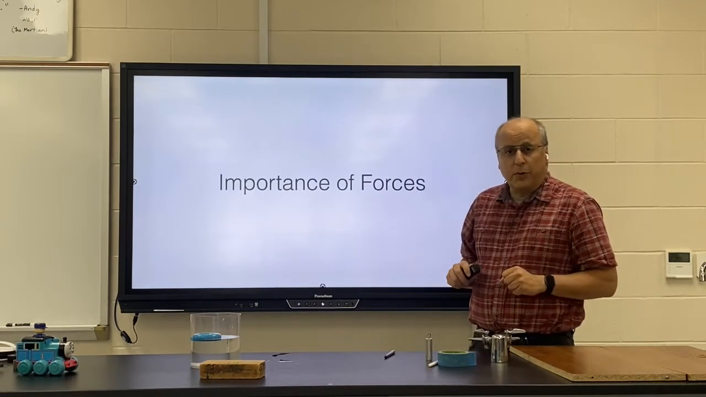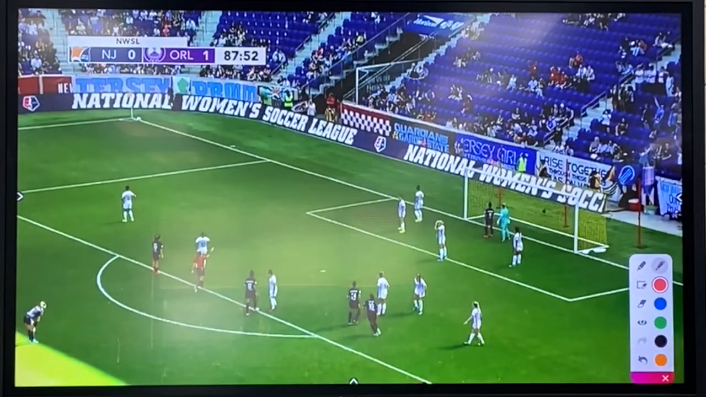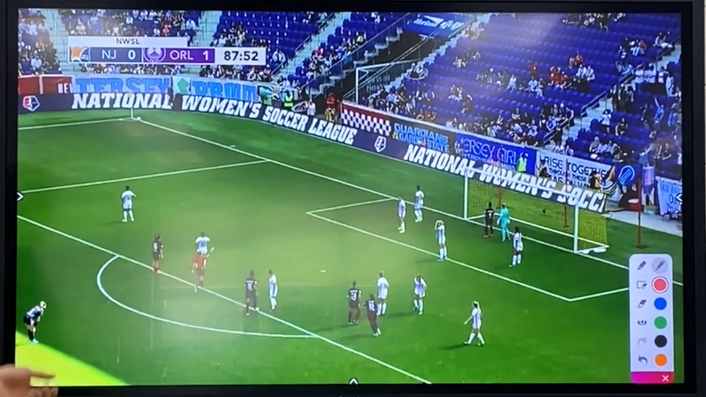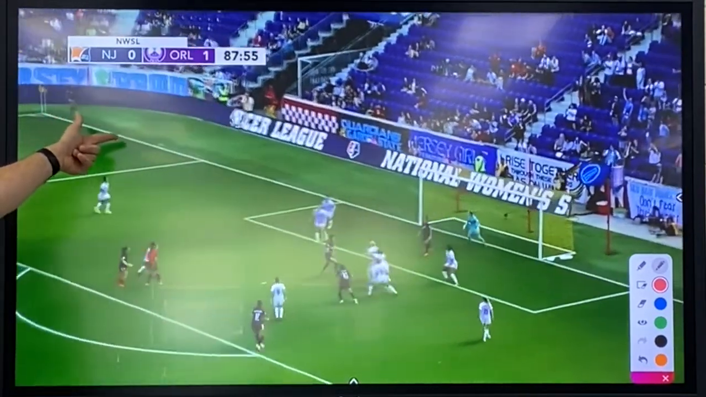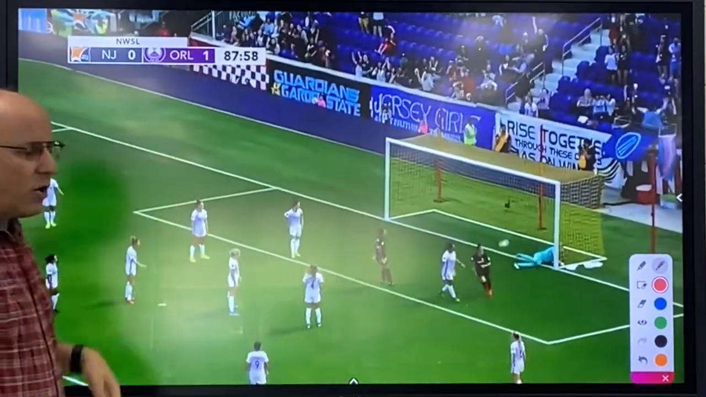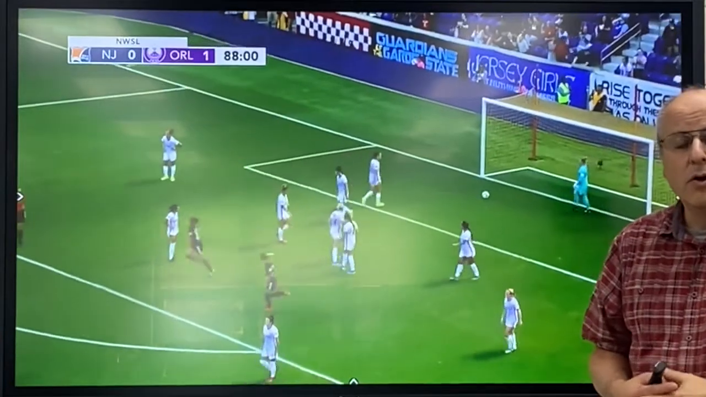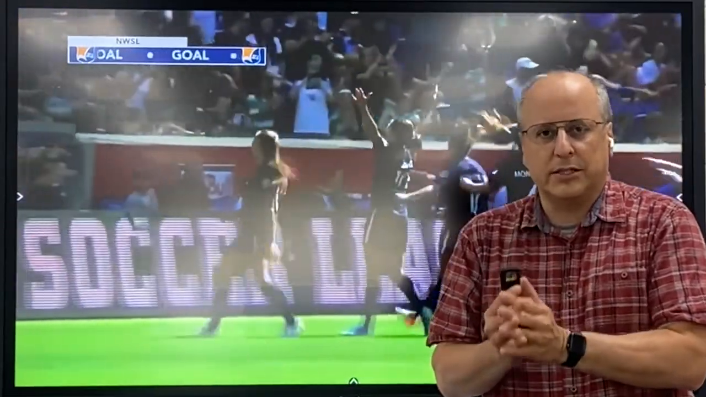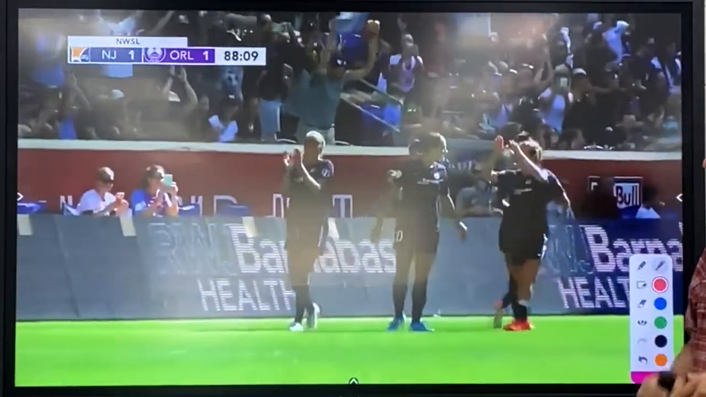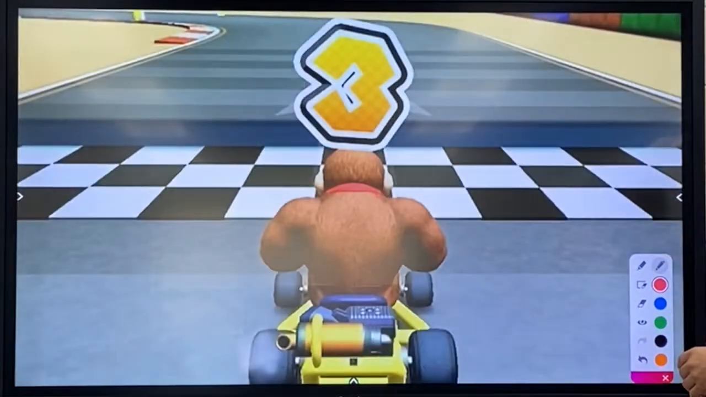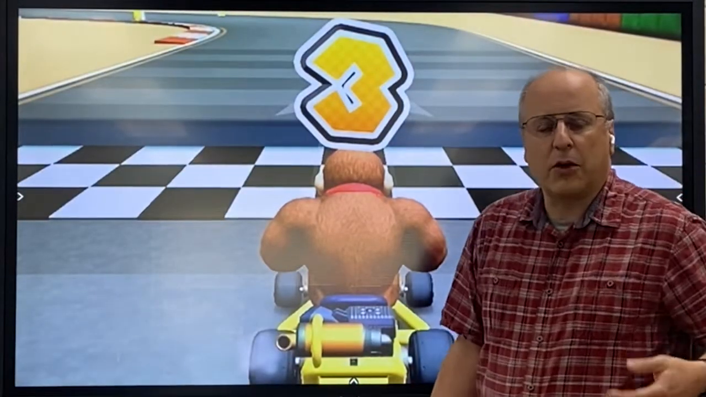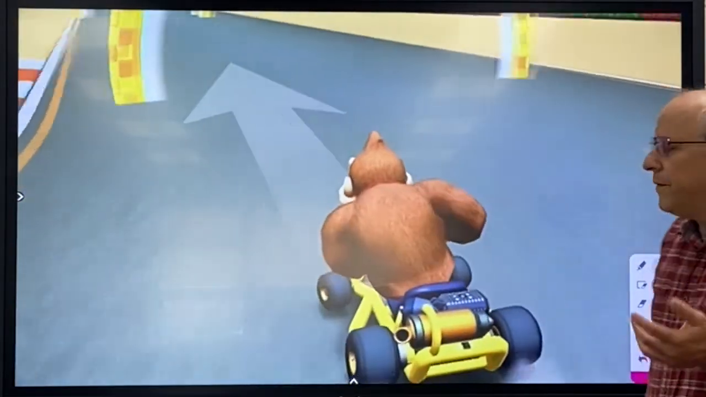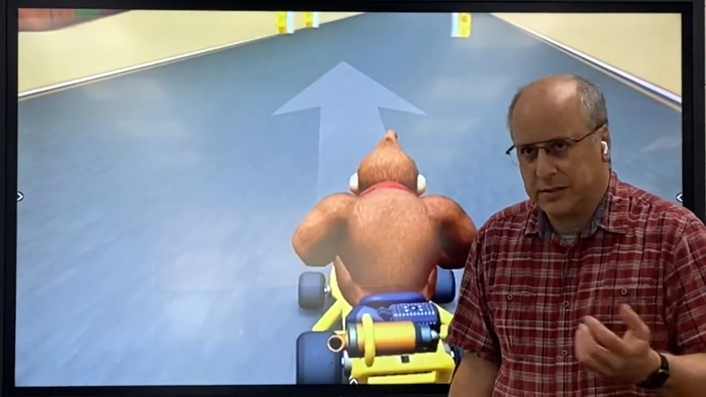Why are forces so important? Well, literally, forces determine everything. So if we're focusing on this soccer ball and we want to figure out what's going to happen, we need to know how much force is applied, both at the corner and when Carly Lloyd hits it in the net with her head. All the motion of the soccer ball can be understood when we look at the forces on the ball. So forces determine everything. Same thing with Donkey Kong. If we want to figure out how quickly he's going to speed up, how quickly he can go around the turn, all of those things depend on forces.